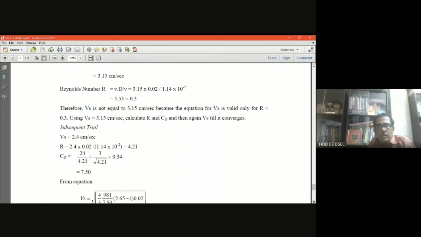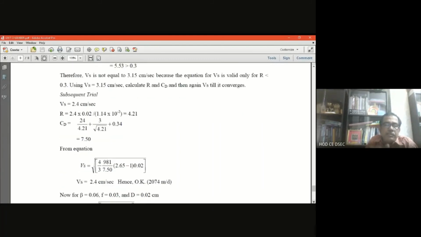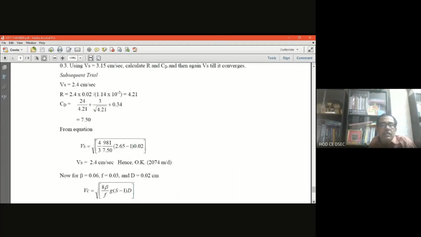So we have found out 7.5. Fine. Now from the equation Vs equal to that formula of drag coefficient, you calculate 2.4 centimeter, and we have assumed also 2.4 centimeter. So the value is okay. So our assumption trial is okay. So in this process, by trial and error, we can find out the settling velocity.